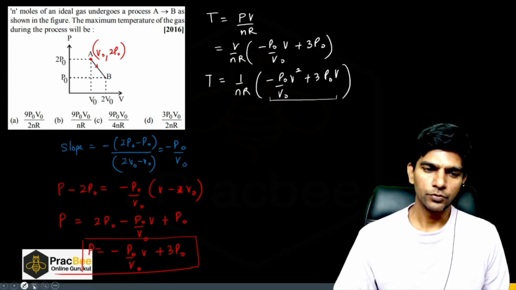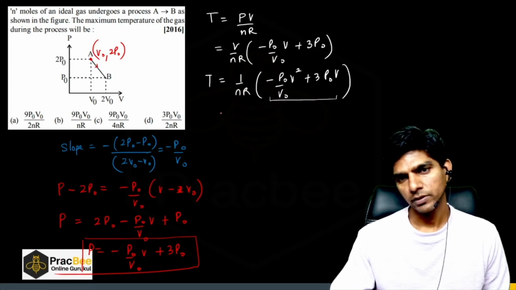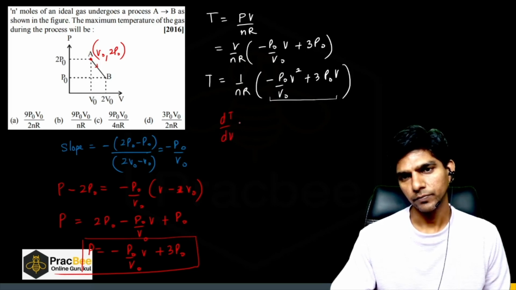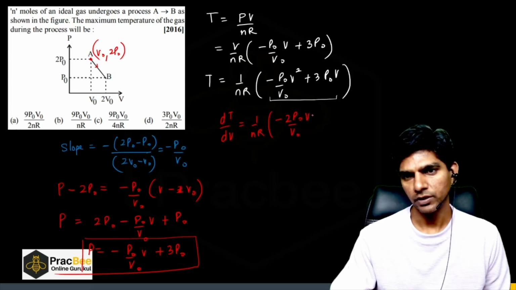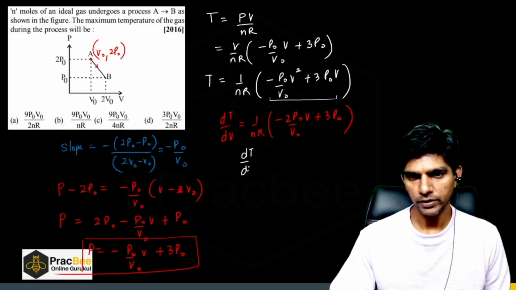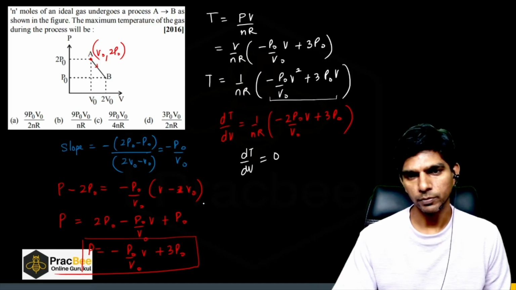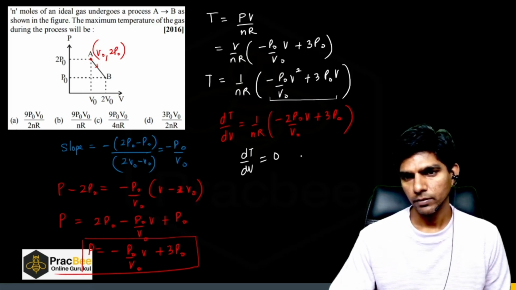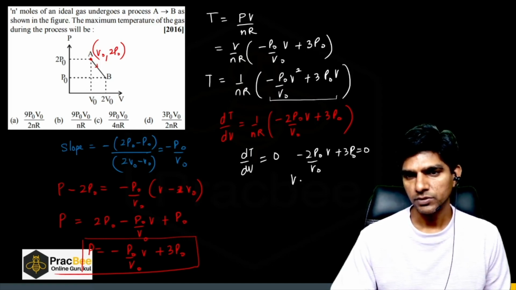So if I want to find the maximum value of the temperature, let us differentiate this. So dT by dV is equal to 1 by nR times minus 2 P naught by V naught times V plus 3 P naught. Now we can put this equal to 0, because dT by dV will be 0 for the maxima or minimum value. So minus 2 P naught by V naught times V plus 3 P naught will be 0. So from here, V comes out to be 3 V naught by 2.